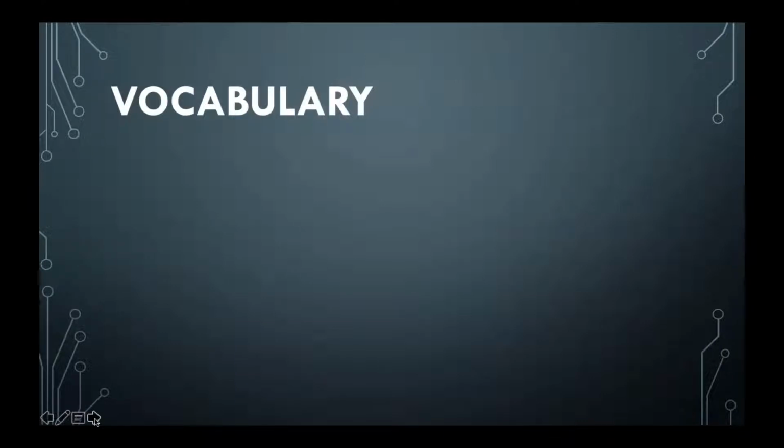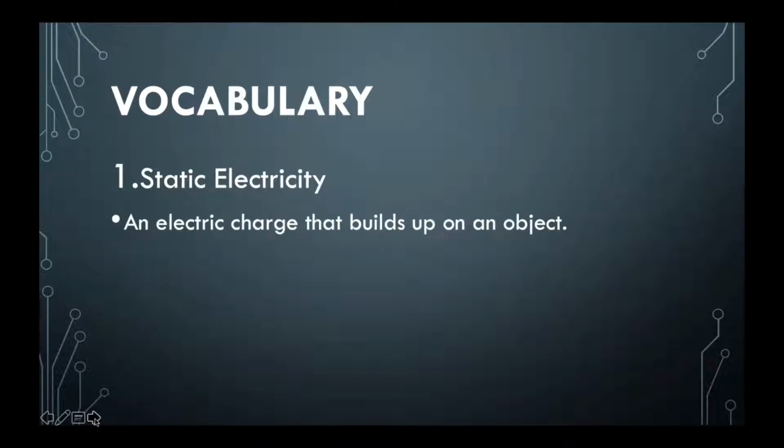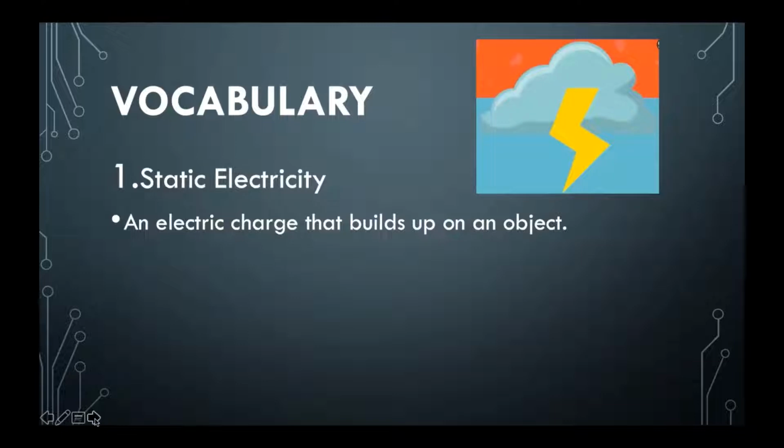As always, let's start with our vocabulary. On a cold day, you may see a person's hair stand up straight. The reason the hair stands up is static electricity. Static electricity is an electric charge that builds up on an object. Lightning is one example of static electricity.